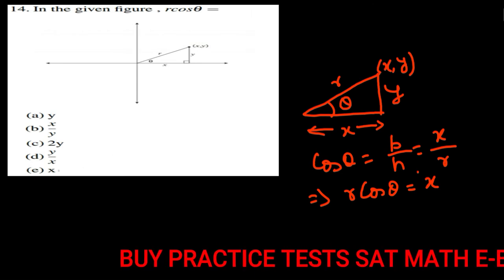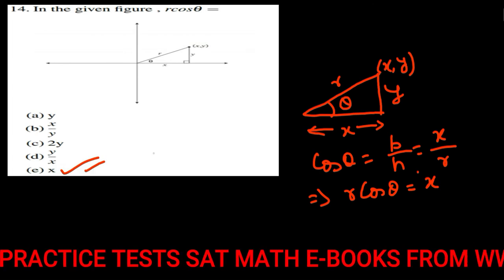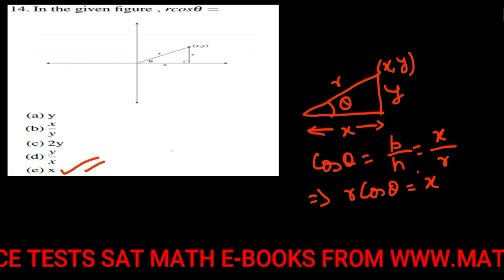So we have our option number E, which is x, right? So here we can say that option number E is the required answer. That means r cos theta is equal to x. So students, this is our question number 14, and now let's move towards our question number 15. So students, this is our question number 15.